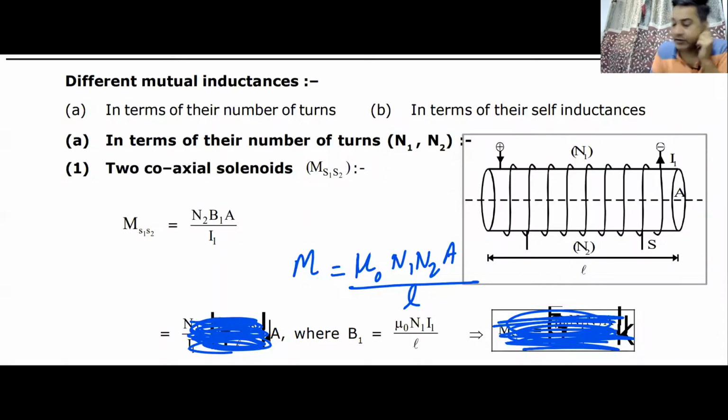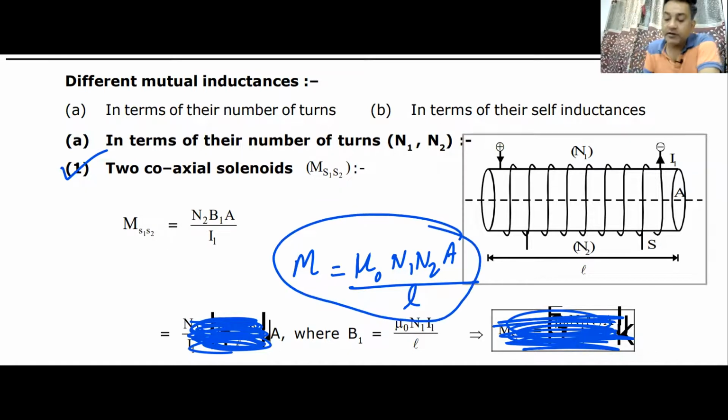Let's move ahead and note down the mutual inductance of certain configurations. Here I have two coaxial solenoids. We have seen the self-inductance of a single solenoid, which was mu naught n square A by L. Here the formula looks like this: mu naught N1 N2 A by L. N1 and N2 are the number of turns in the primary and the secondary. A is the cross-sectional area of the solenoid. Here we have assumed that the area is the same for both, divided by the length of both the solenoids.